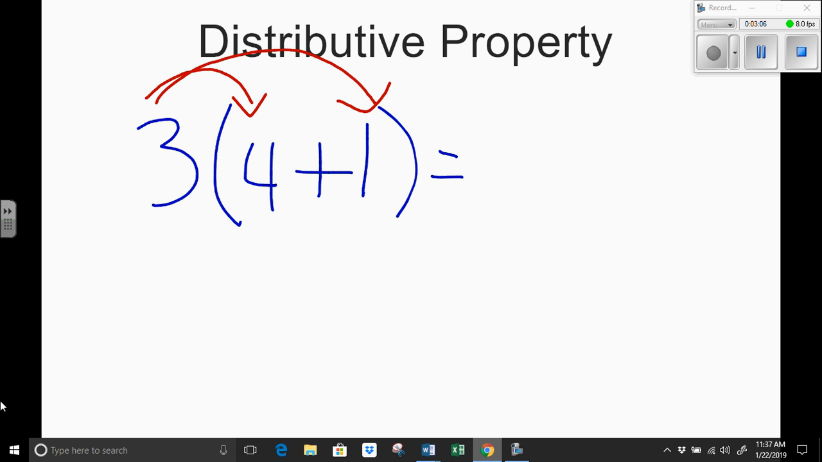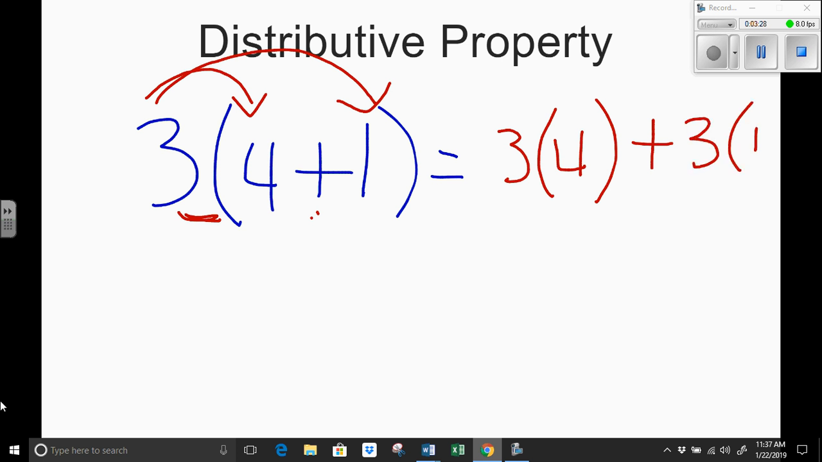Now, what does this mean? Well, when the 3 is being distributed to the 4, that operation that's taking place there is multiplication, because when there's no operation in between here, it is understood to be multiplication. So this would look like 3 times 4, and then because we're adding here, we're going to put an addition sign over here, and then we've got the 3 times the 1, so I would have 3 times 1 here.